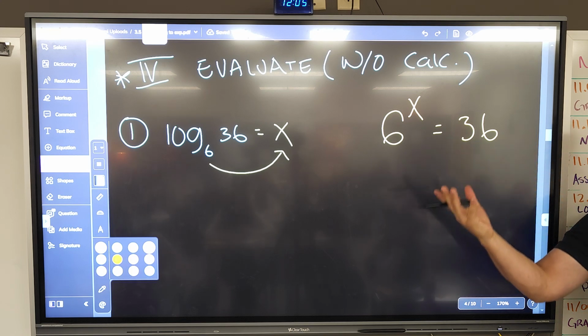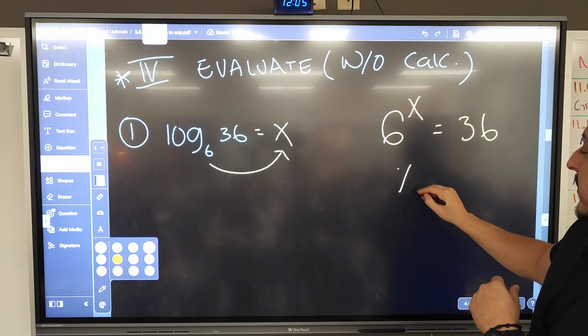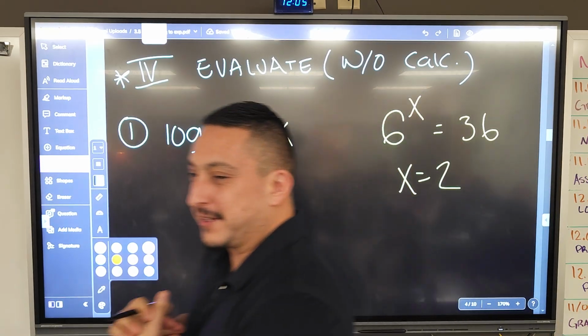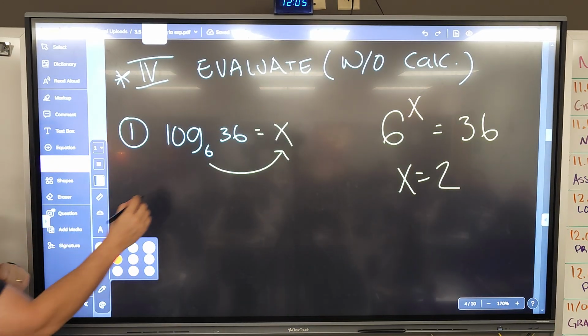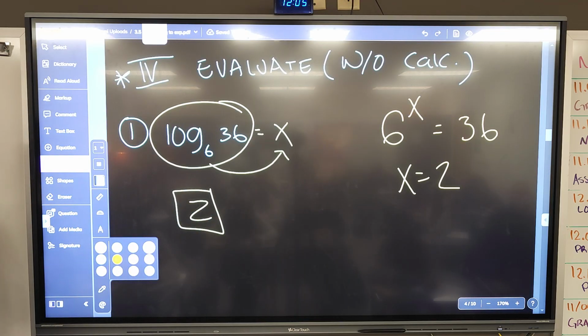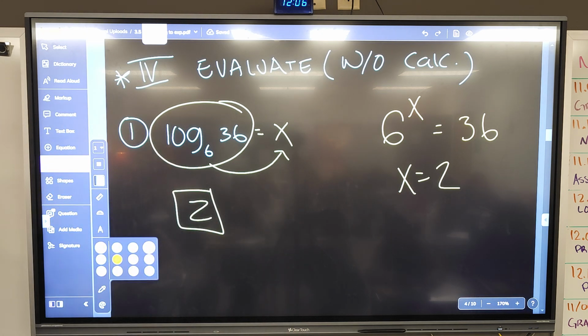6 to what power is 36? No, 2, right? Yeah, I know what you meant. 6 times 6 is 36. So x equals 2. Okay, so the answer to this is just 2. That's what evaluate means, okay? And that's why converting lets you be able to do that, okay?